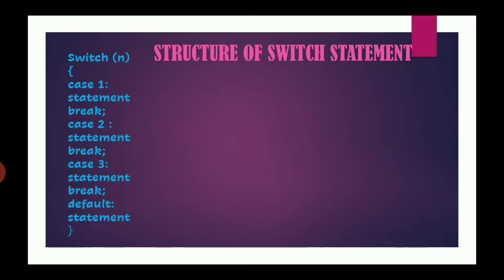If none of the values of n satisfies the cases, that is case 1, 2 and 3, then automatically it will go to the default, and there the statement will be displayed, and in this default there is no break statement. So this is the structure of switch case statement.